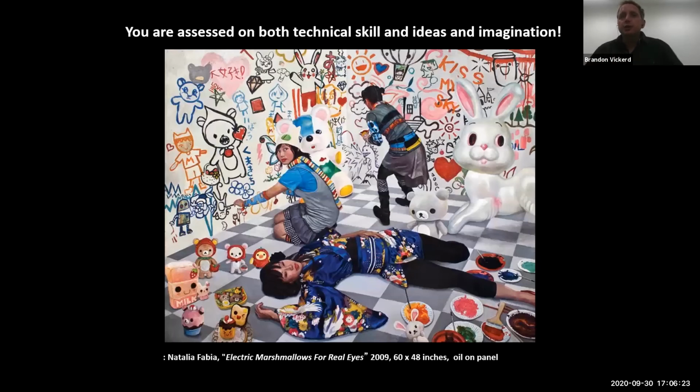When we're looking at your portfolio, you're being assessed both on your technical skills, but also on your ideas and imagination.